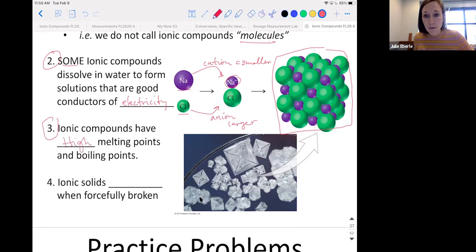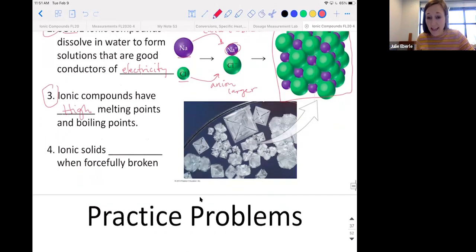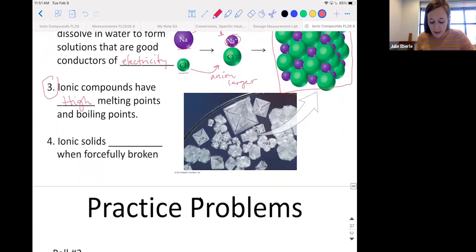Ionic bonds are very strong. It's a full positive charge and a full negative charge. Remember, opposites attract. So there's a strong attraction there in the bond of an ionic compound. Okay. Other compounds that share electrons and don't fully give away electrons, those bonds are weaker. They have lower melting points and boiling points, but not ionic compounds. It takes a lot of heat, a lot of energy to melt or to boil them. Lastly, number 4, ionic solids shatter when forcefully broken.